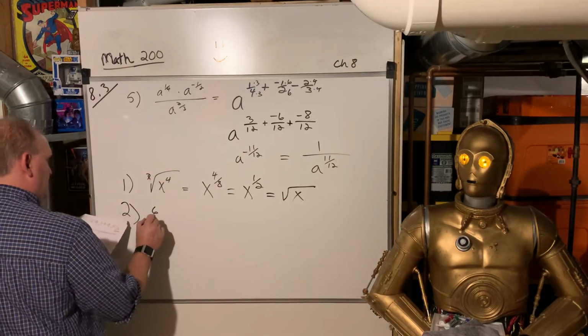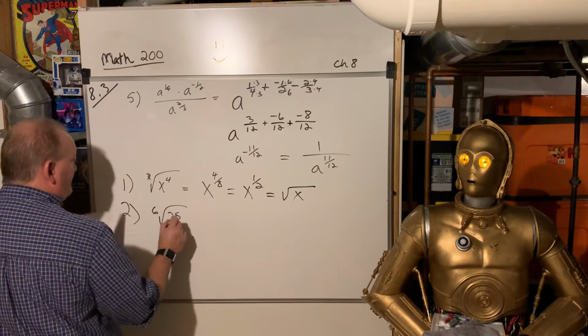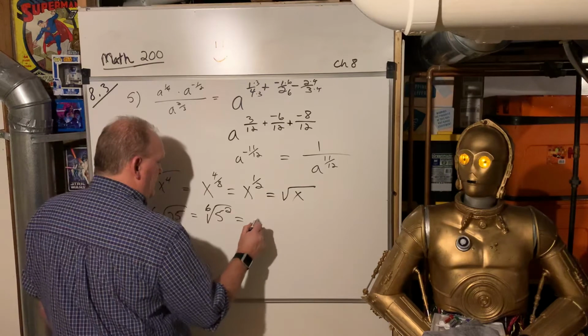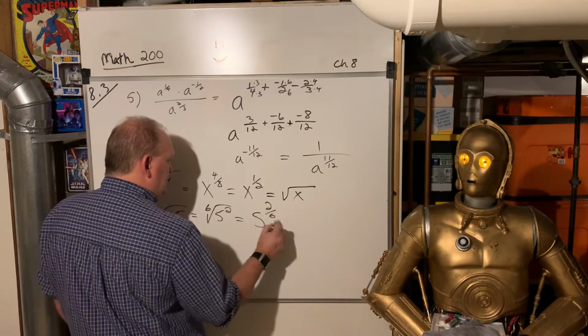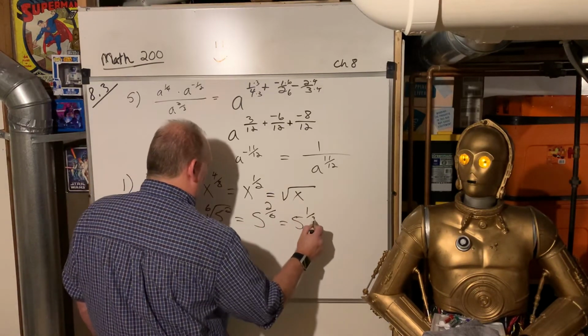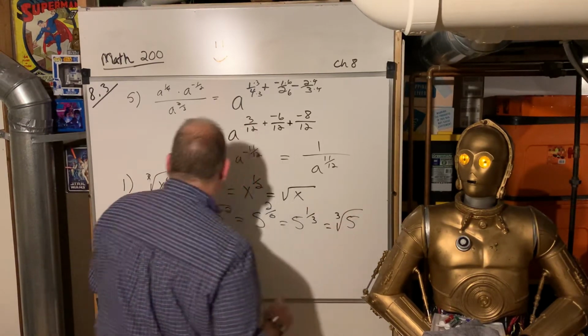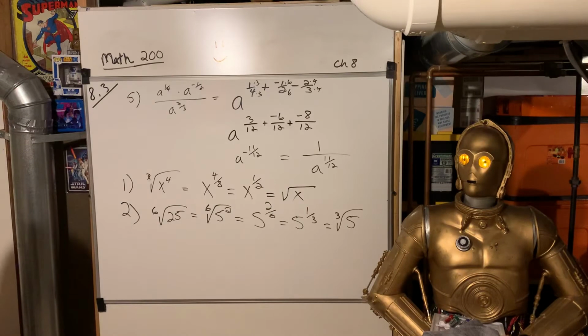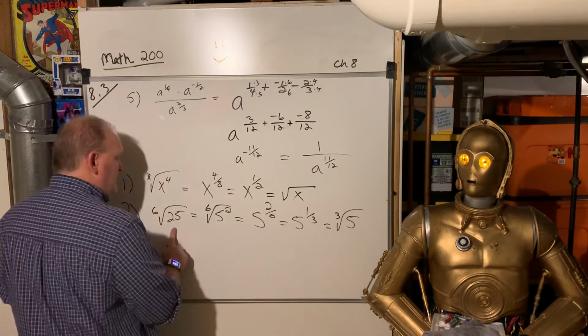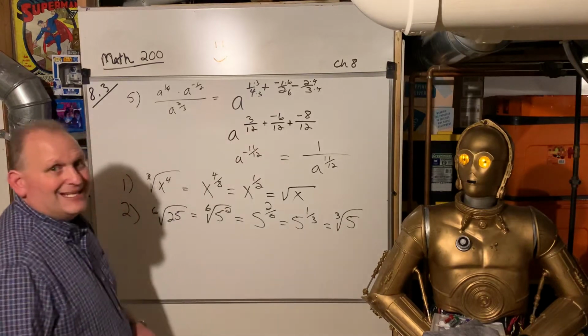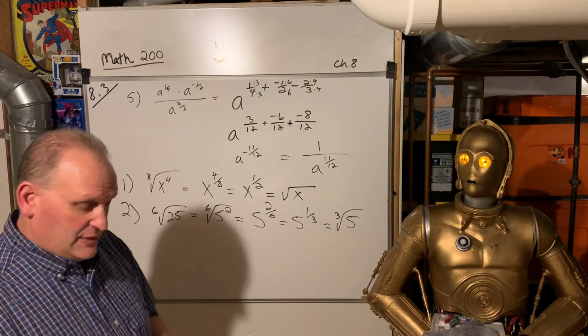Number 2, the 6th root of 25. So that is the 6th root of 5 squared. And then that is 5 to the 2/6 power. That's 5 to the 1/3 power, or the 3rd root of 5. So basically, if you do the 6th root of 25 on your calculator, or if you do the 3rd root of 5 on your calculator, you'll get the exact same number. It'll be the same answer. All right.